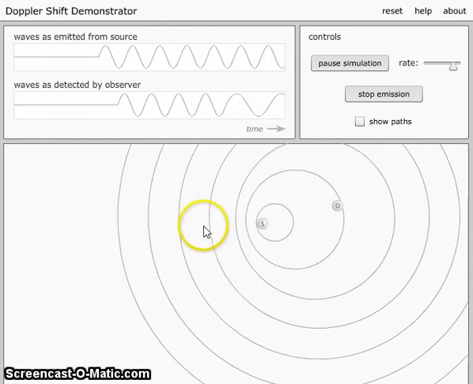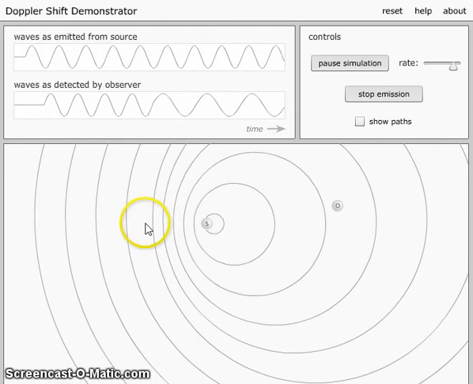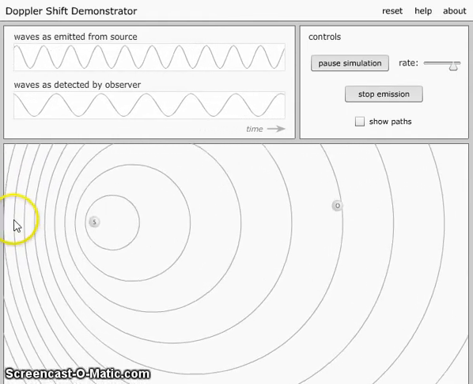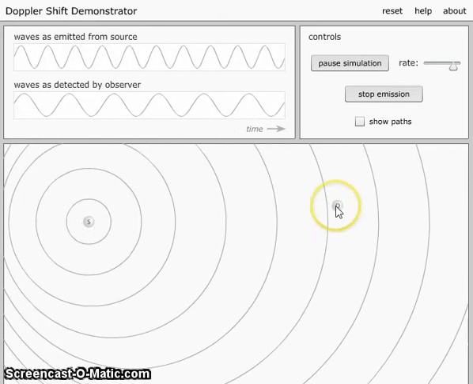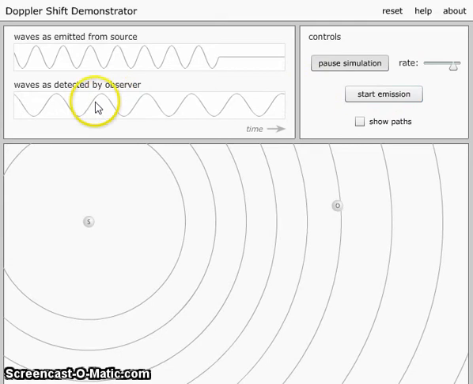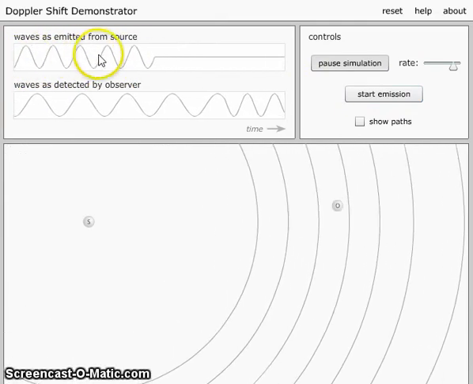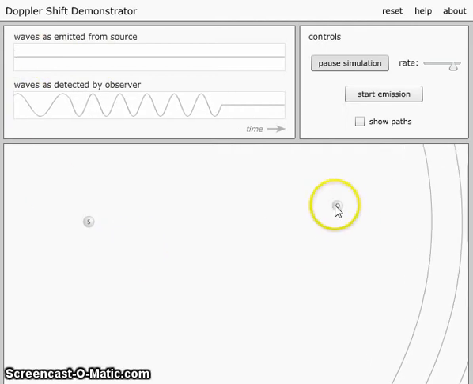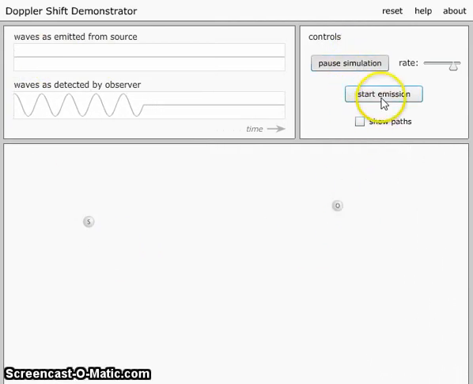And this time I'm going to take the source and move it away from the observer. And you notice that what's coming towards the observer is spread out. Okay? So this is the wavelength of the waves that are emitted, but what's being picked up is longer than that. Okay? All right, this thing is just working so slowly. All right, let me get these guys centered. There's my observer. There's my source.